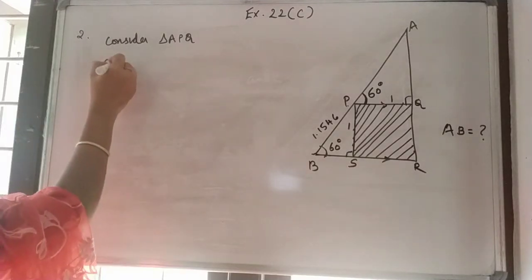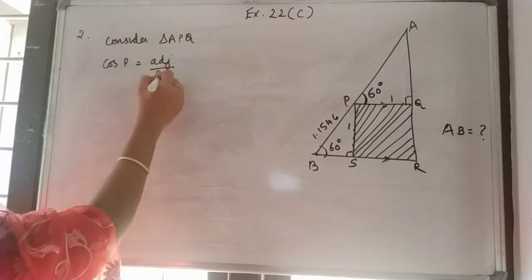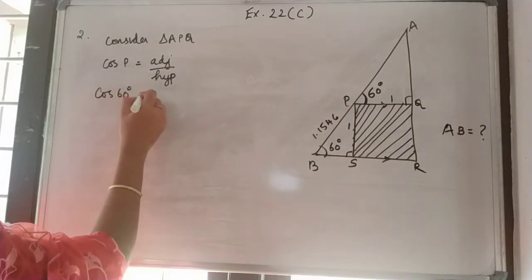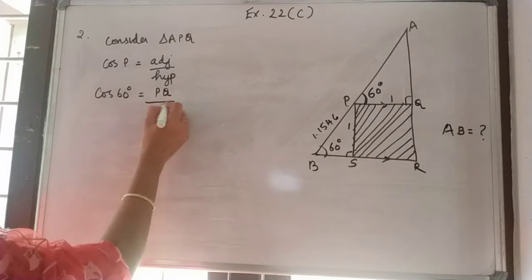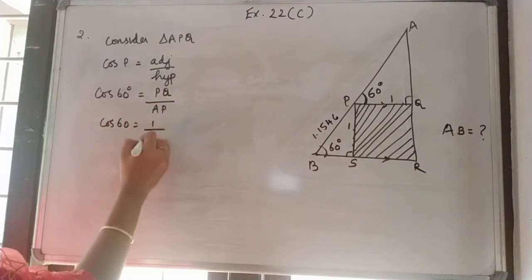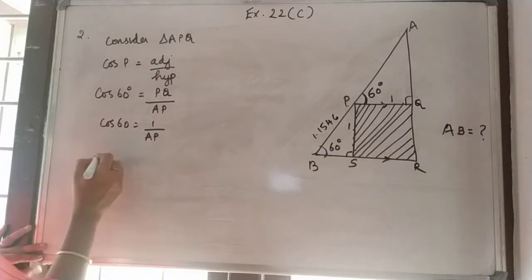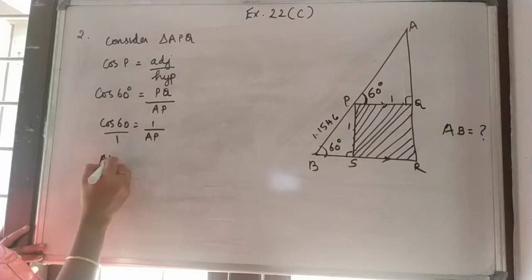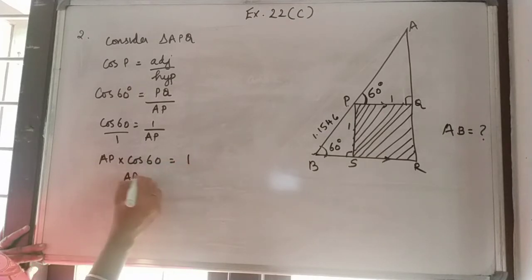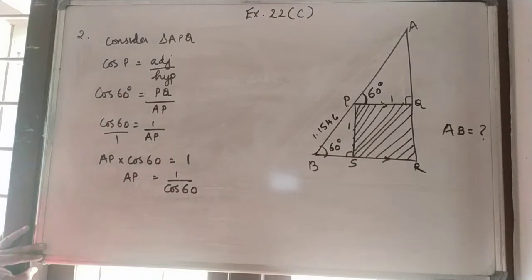So which one we have to take? We can take cos P is equal to adjacent divided by hypotenuse. So cos 60 is equal to adjacent PQ divided by hypotenuse AP. So cos 60 is equal to 1 divided by AP. If we cross multiply, AP into cos 60 is equal to 1. So AP is equal to 1 divided by cos 60. What is the value of cos 60? Cos 60 is 1 by 2.